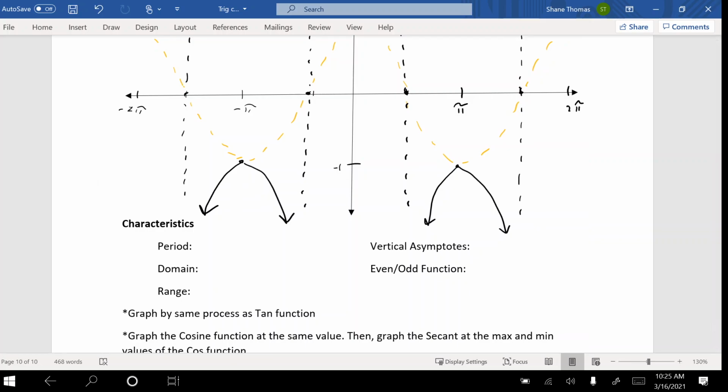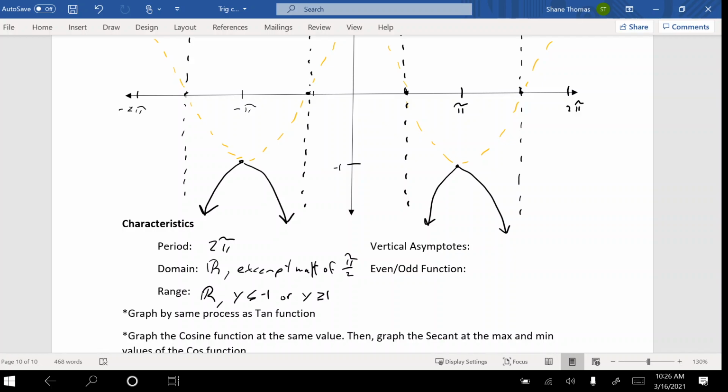All right, so here's the characteristics really quick. 2 pi, domain, all real, except multiples, not pi, but pi over 2 on this guy. Okay, range, it's going to be all real except less than -1 or greater than 1.